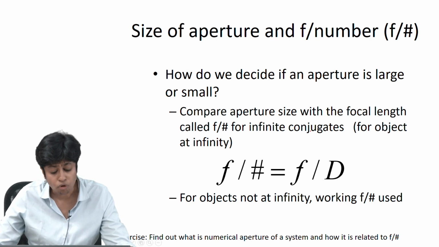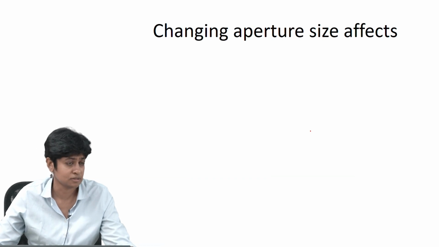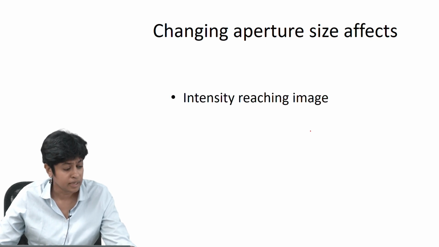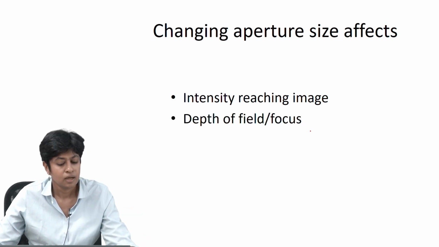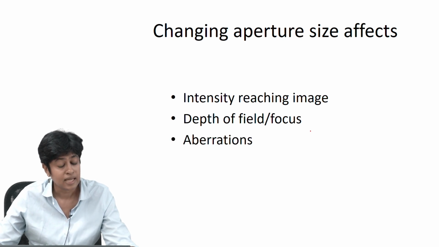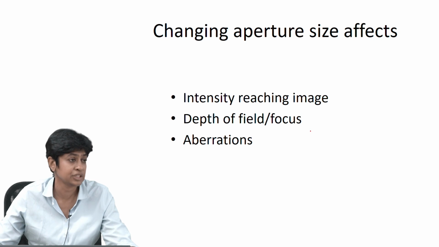Now, this is also called the speed of the lens, and we'll see why it's called that. So we know now that aperture size changes the intensity reaching the image, at least at different points. It also controls something called depth of field and focus, and we're going to see that it also plays a major role in the aberrations in the system, in other words, the quality of the image.